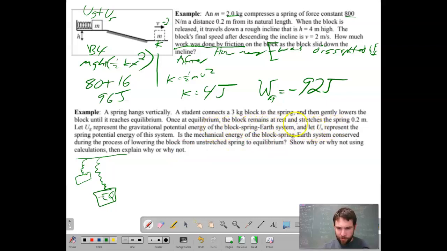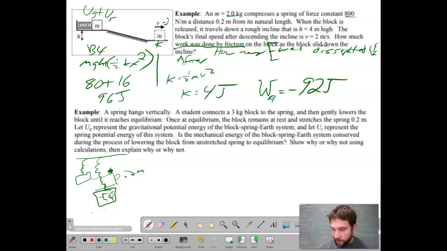Once at equilibrium, the block remains at rest and stretches the spring 0.2 meters. So this distance here from here to here is 0.2 meters. Don't worry about that. We're going to let UG represent gravitational potential energy of the block-spring-earth system, and US represents spring potential energy. Is mechanical energy in this block-spring-earth system conserved during this process of lowering the block from the unstretched spring to equilibrium? Show yes or no, including calculations, and then use words to explain. All right, so what do we know?